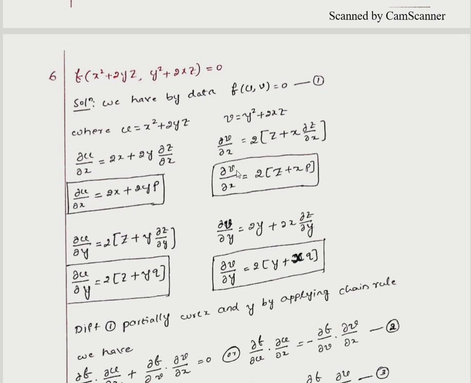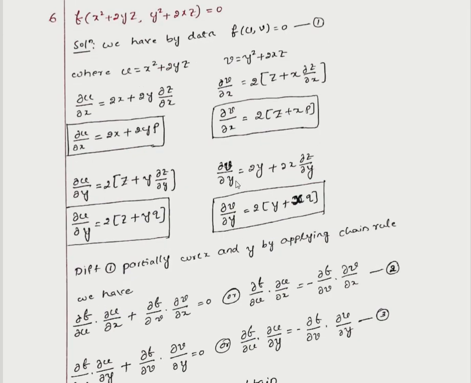Therefore, ∂v/∂x is equal to 2 into z plus x into ∂z/∂x, that is p. Similarly, ∂v/∂y is equal to, with respect to y, the derivative of y square is 2y, plus here 2x is the constant, as it is.